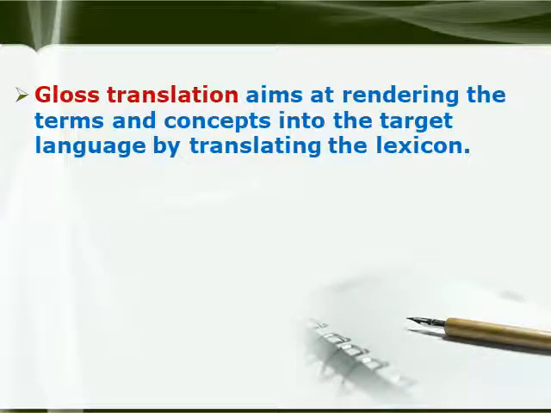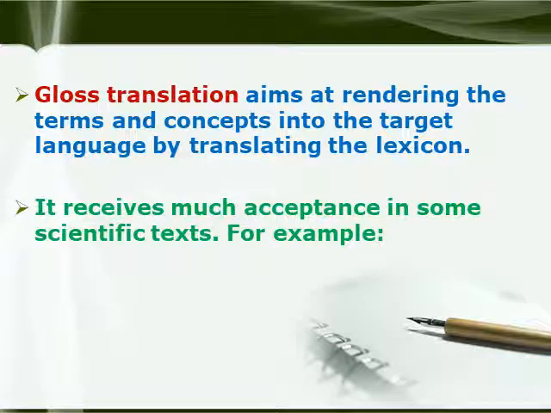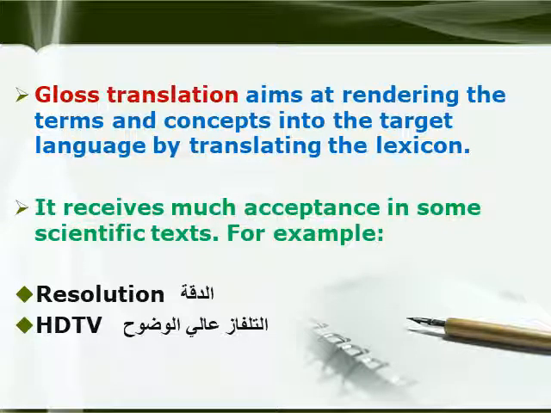The third one is the gloss translation. Gloss translation aims at rendering the terms and concepts into the target language by translating the lexicon. It receives much acceptance in some scientific texts. For instance, we have the word resolution, and also HDTV. Also we have the DNA.